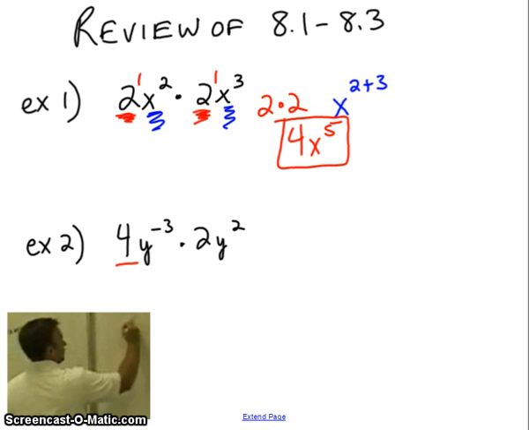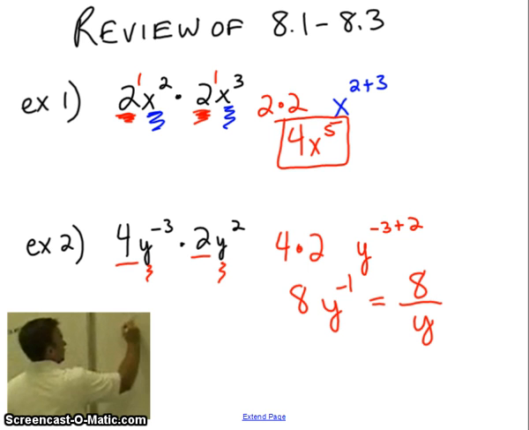Next one, we're going to multiply the coefficients. 4 times 2. And then we have like bases, y. So we got y to the negative 3, and we're multiplying, so we're going to add the exponents. Plus 2, so we have 8, and we have y to the negative 1. We can't have a negative exponent, so we use the negative exponent property. y is raised to the negative 1, not 8, so 8 stays in the numerator, y goes to the denominator. And we don't have to put y to the first because it's already given if there's a y.